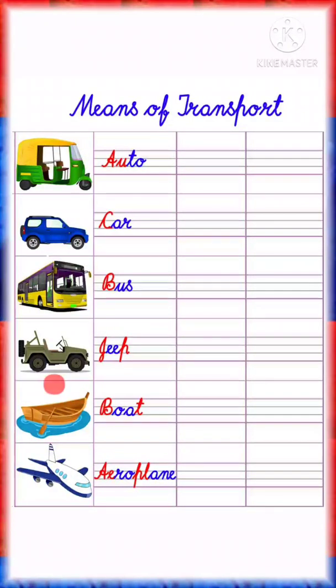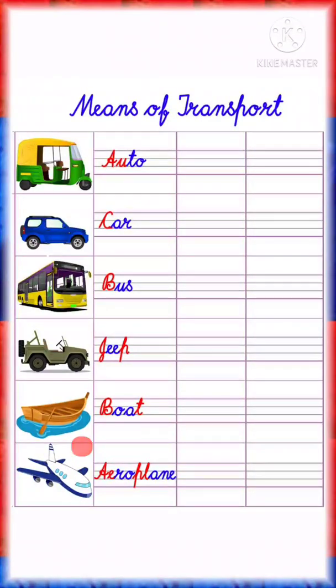What is this? This is land transport jeep. This also moves on road, so this is called land transport. So let's learn spelling of jeep. J says J. Double E says E. P says P. J-E-E-P. Jeep.